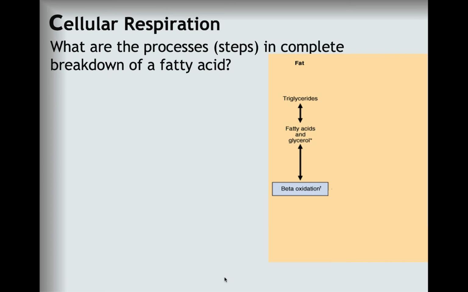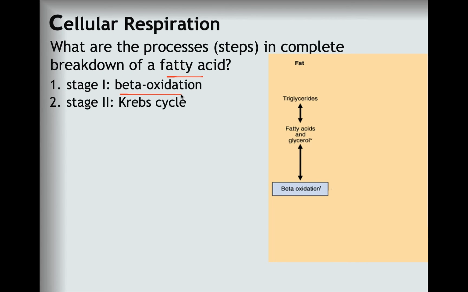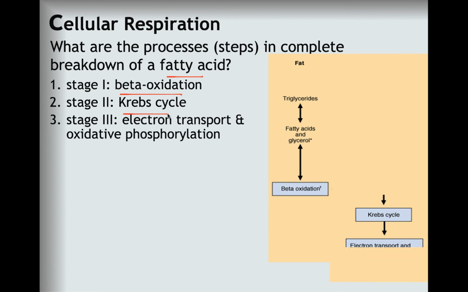Okay, and so now we're going to move on and we're going to look at how we get energy from a fatty acid. All right, and so we'll review that real quickly. The first part of this is what we call beta oxidation. We take the fatty acid and we go through beta oxidation. We're going to get acetyl-CoA, which will feed into the Krebs cycle, and then we'll go to electron transport and oxidative phosphorylation. So now notice, no glycolysis.